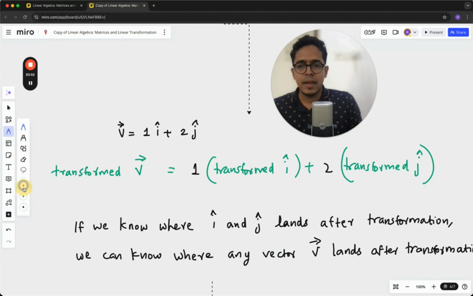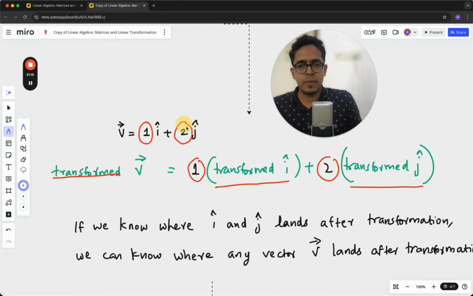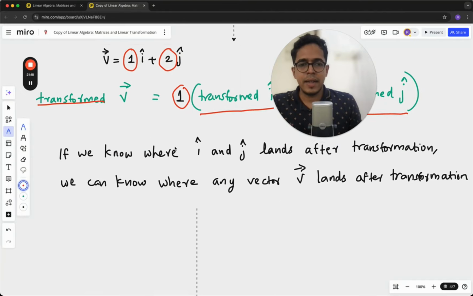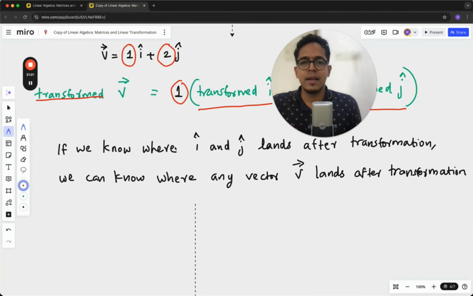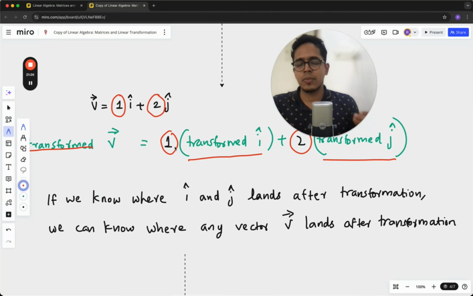So basically, any linear transformation applied on v changes the vector v such that it will be a linear combination of transformed I and transformed j, and the scaling factor will remain the same. So transformed I will be multiplied by 1. The original I was multiplied by 1. Transformed j will be multiplied by 2. Original j was multiplied by 2. This is a fairly interesting idea. It is simple, but I don't think many people think of linear transformations in this way.